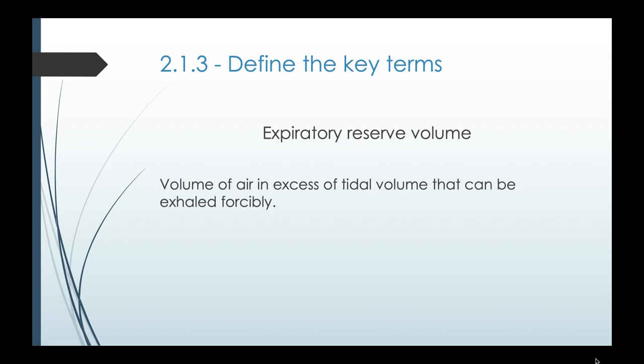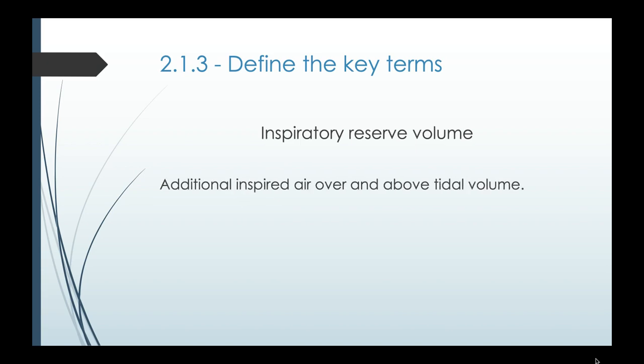Your expiratory reserve volume. So it's the volume of air in excess of the tidal volume, so normal breathing, that can be exhaled forcibly. So it's above the normal breathing that you can breathe out with a forcible breath. The opposite of that, the inspiratory reserve volume, is the amount of air that you can breathe in above tidal volume.